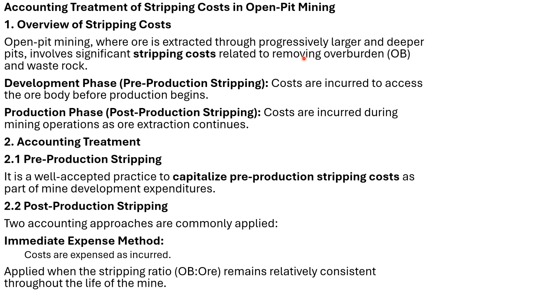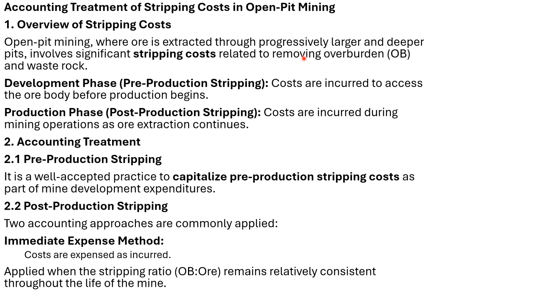Development phase. There are two phases: one is the development phase and another is the production phase. The development phase is otherwise known as pre-production stripping, where costs are incurred to access the ore body before production begins. In the case of the production phase, known as post-production stripping, costs are incurred during the mining operation as ore extraction continues. Accounting treatment in both cases.